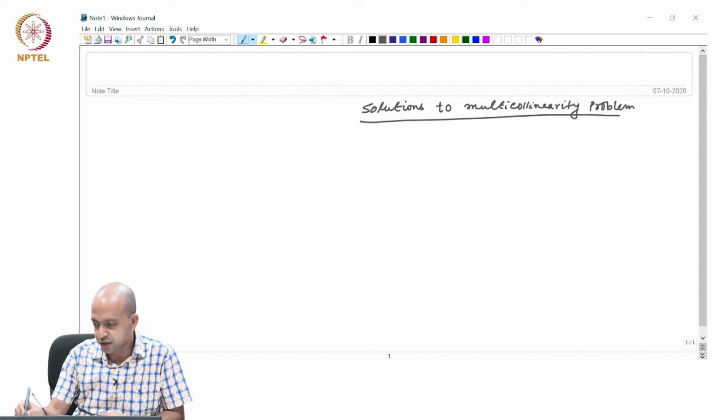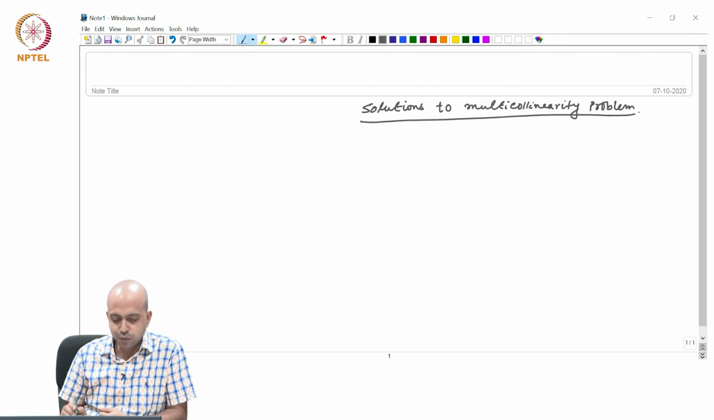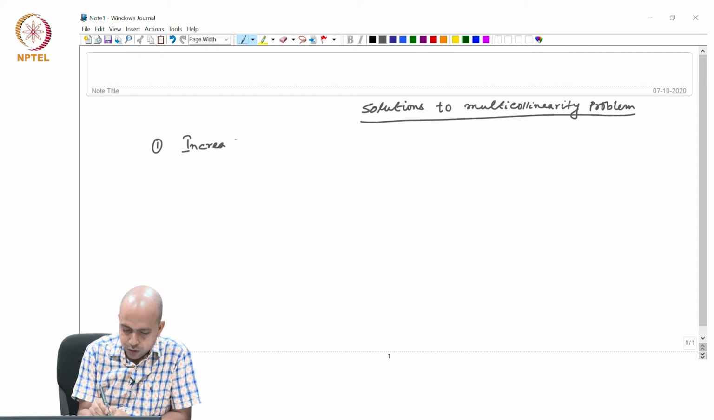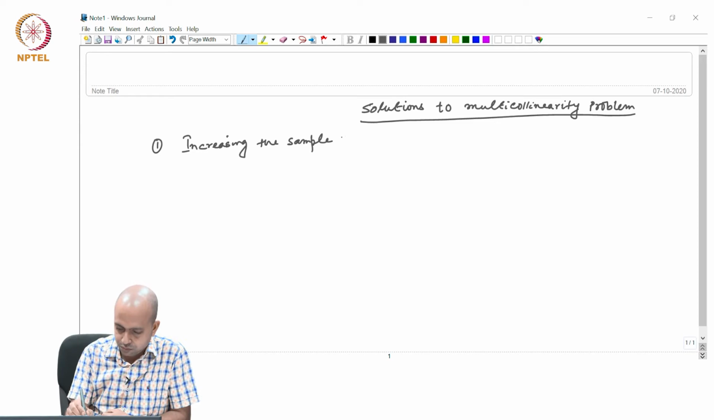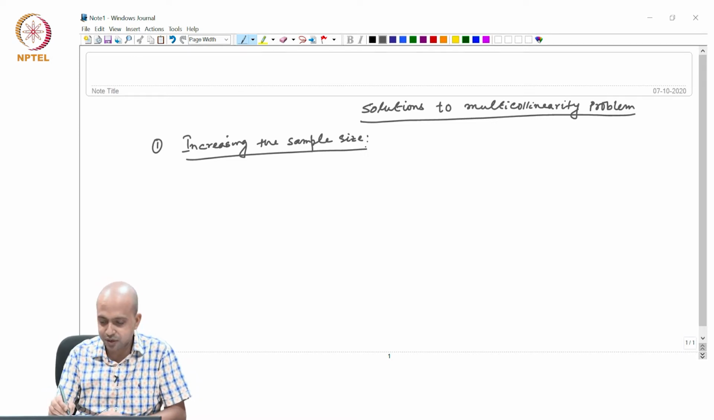This is what we are discussing, and if you recall, at the end we were talking about the solution by increasing your sample size, because after all, as we discussed yesterday, multicollinearity is mostly a sample problem. And what basically happens if you increase the sample size?